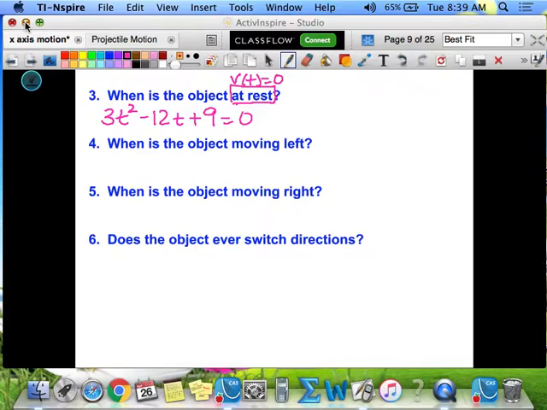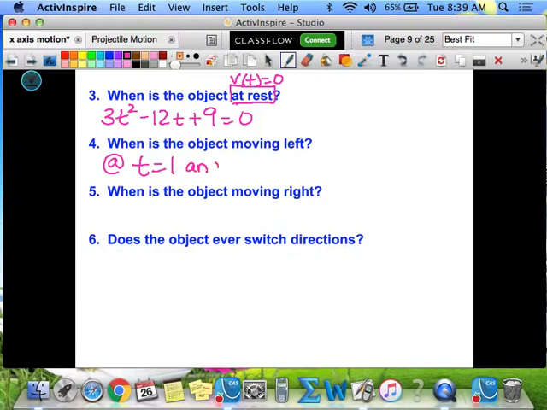So we're going to keep that graph. So at t equals 1 and t equals 3 seconds. Oh, wrong one. Sorry.